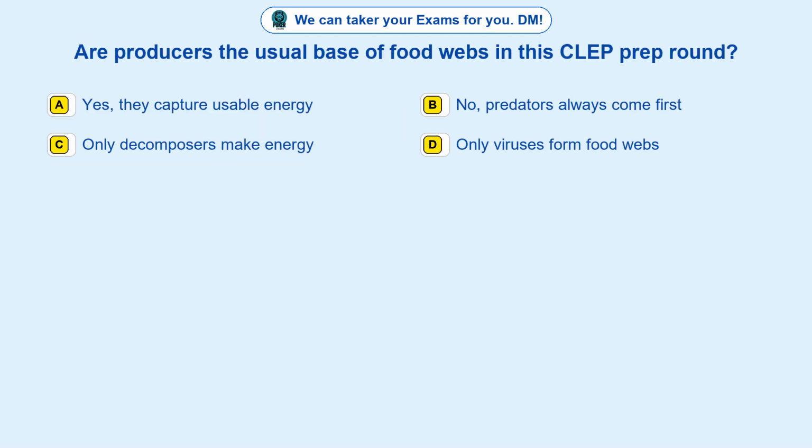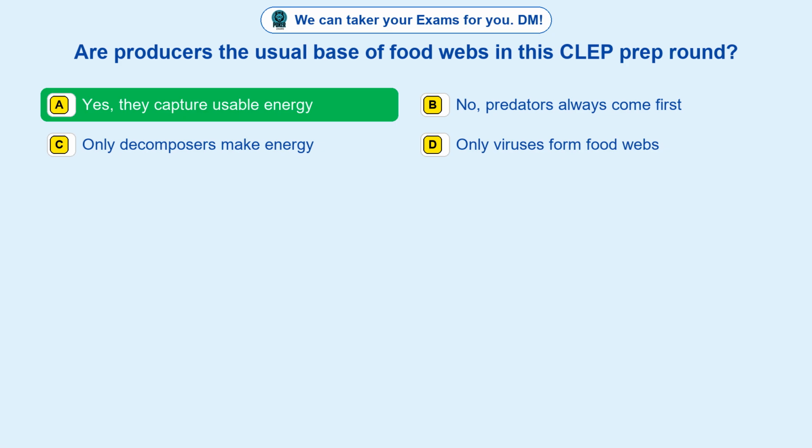Question 17. Are producers the usual base of food webs in the CLEP prep round? Option A. Yes, they capture usable energy. Option B. No, predators always come first. Option C. Only decomposers make energy. Option D. Only viruses form food webs.